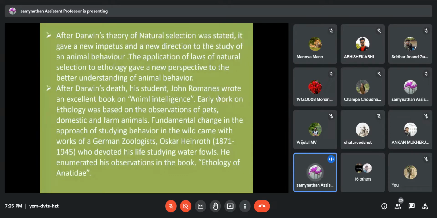A fundamental change in the approach to studying behavior in the wild came with the works of the German zoologist Oscar Heinroth, 1871 to 1945, who devoted his life to studying waterfowl. He recorded his observations in the book Ethology of the Anatidae.